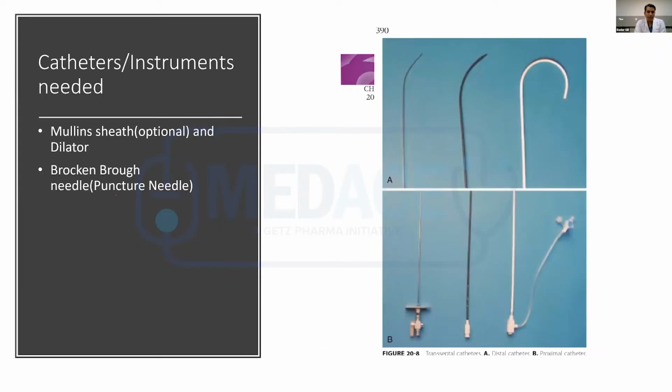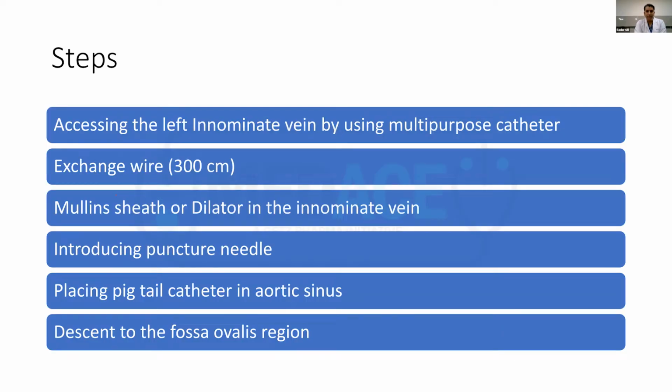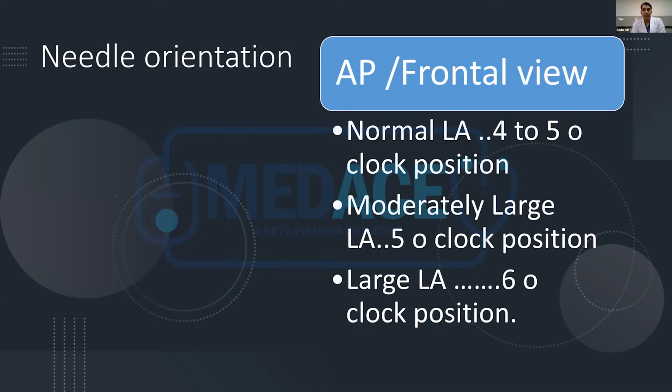I have already told you about the instruments, and now the steps. While coming down from the innominate vein in AP view, we have to keep the needle orientation in mind. According to the size of the LA, the needle orientation will differ, and when we show you the instruments, we'll tell you how the needle orientation follows our landmarks.